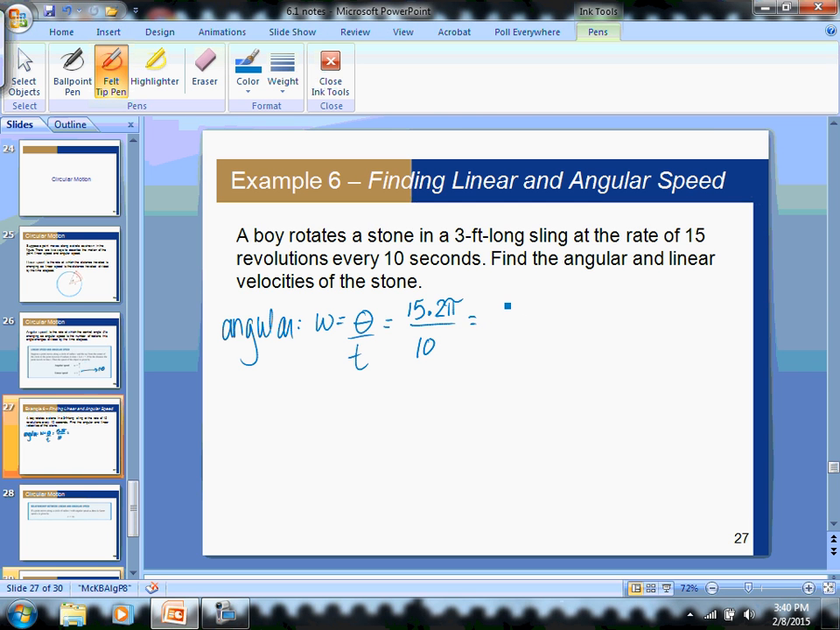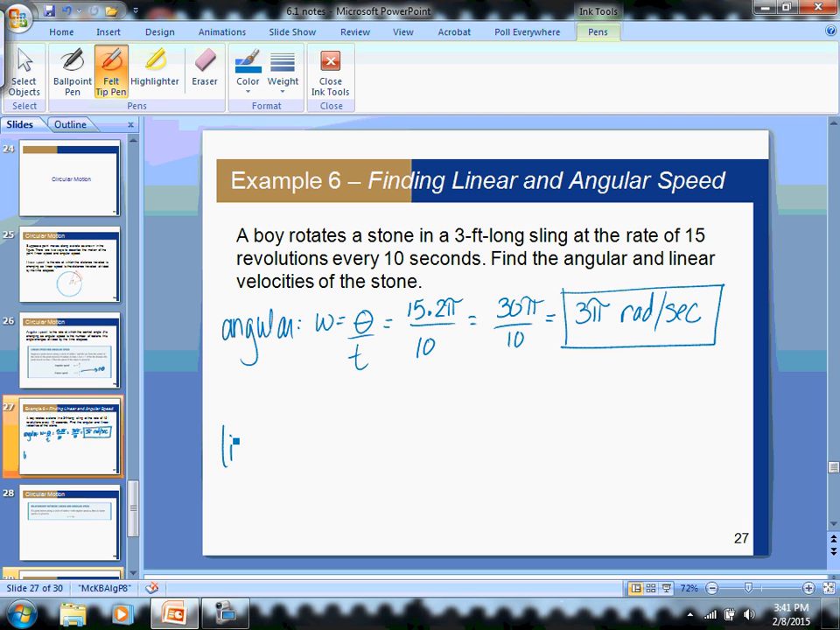Okay, so that's going to be 15 times 2 is 30 pi over 10. So that would be 3 pi. And that would be radians per second. Okay, so that means he went 1.5 times around the unit circle every second. That's how fast that stone was going.